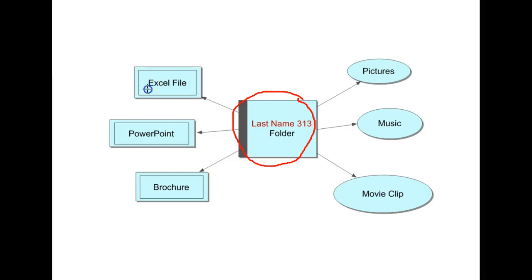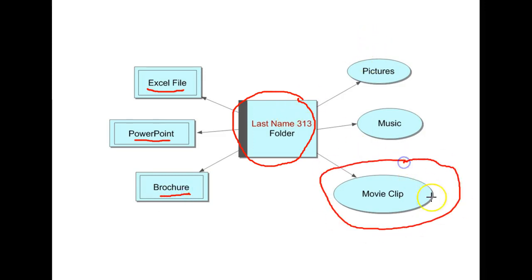Please make sure that you include the Excel file, the PowerPoint, the brochure, and then at least the movie clip. You can also put the pictures and the music into that folder, but the 4 files that you will need for sure will be the Excel, PowerPoint, brochure, movie clip, and please make sure that you entitle it with your last name 313.